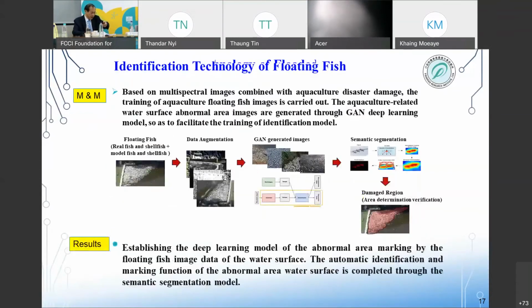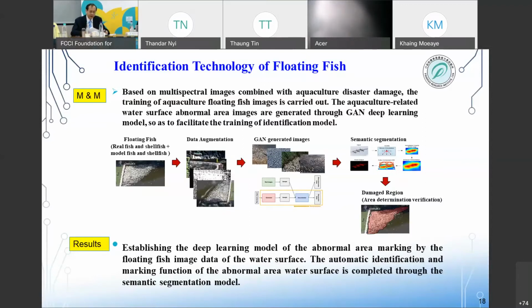And accompanying that technology is the identification technology for floating fish. You know, accompanied with the flood area, there is always floating fish. Okay, so the research plan is based on multispectral images combined with aquaculture disaster damage. The training of aquaculture floating fish images is carried out. And this technology can establish the deep learning model of the abnormal area marked by the floating fish image data of the water surface.